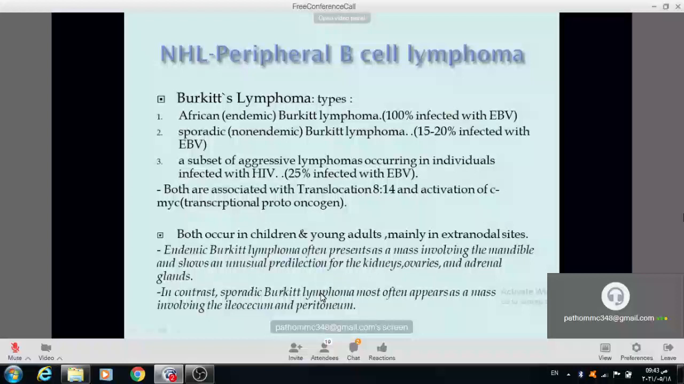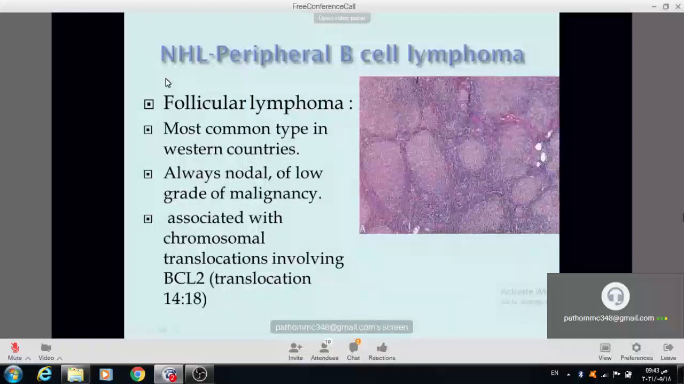So it is an important differential diagnosis at this location. Another type of peripheral B-cell lymphoma is the follicular lymphoma. Why do we call them follicular? Because the histopathology pattern of them is like follicles. But these follicles are not reactive like the chronic lymphadenopathy that we discussed yesterday.